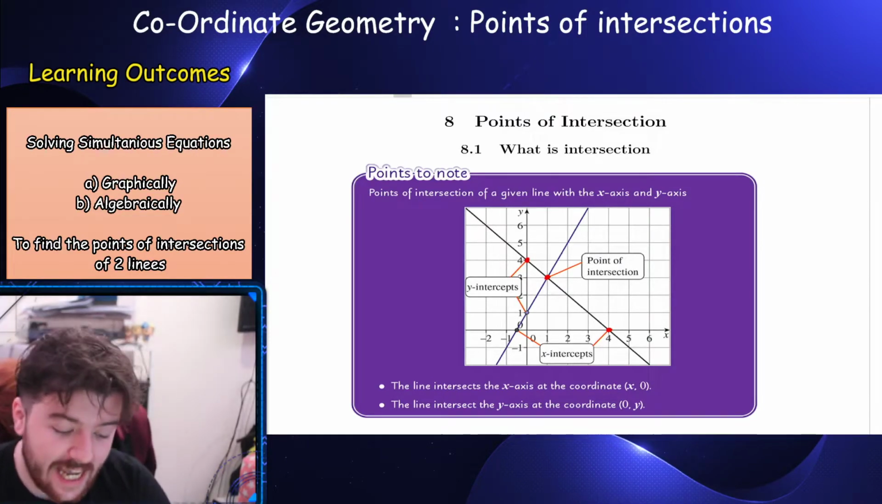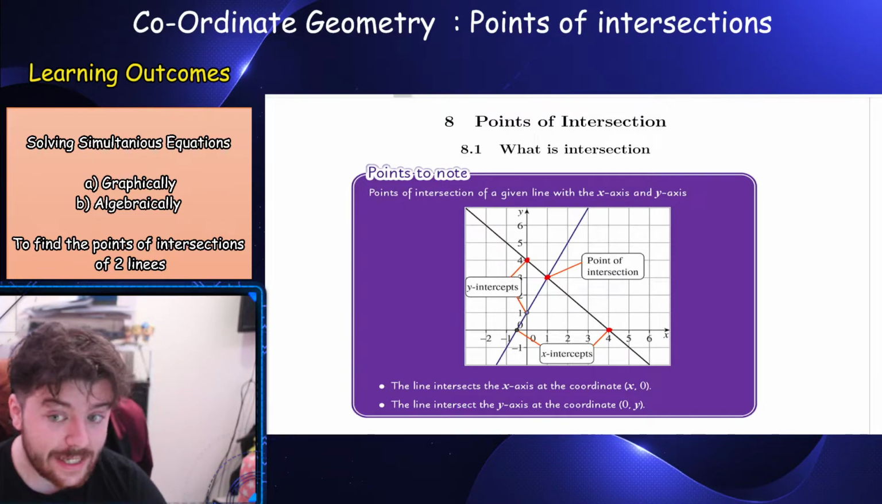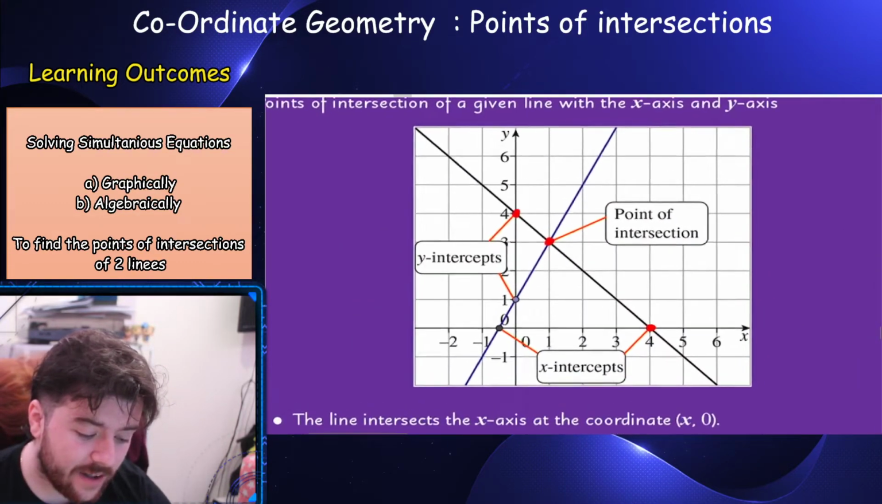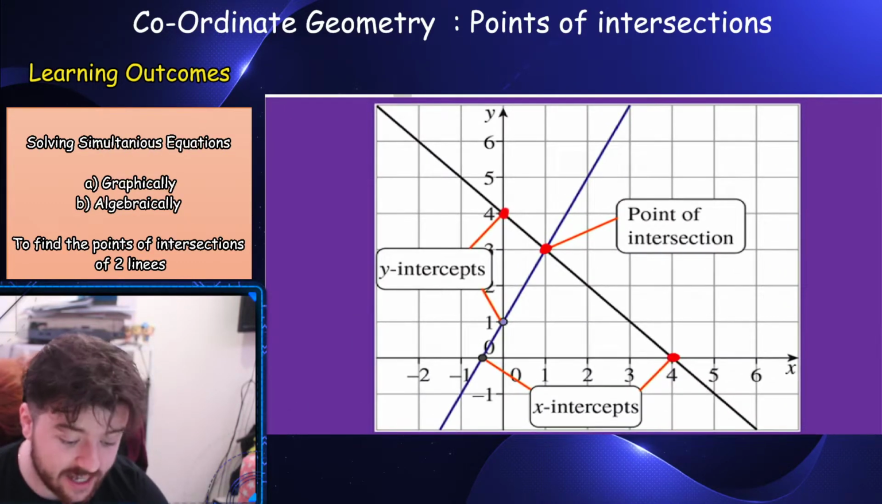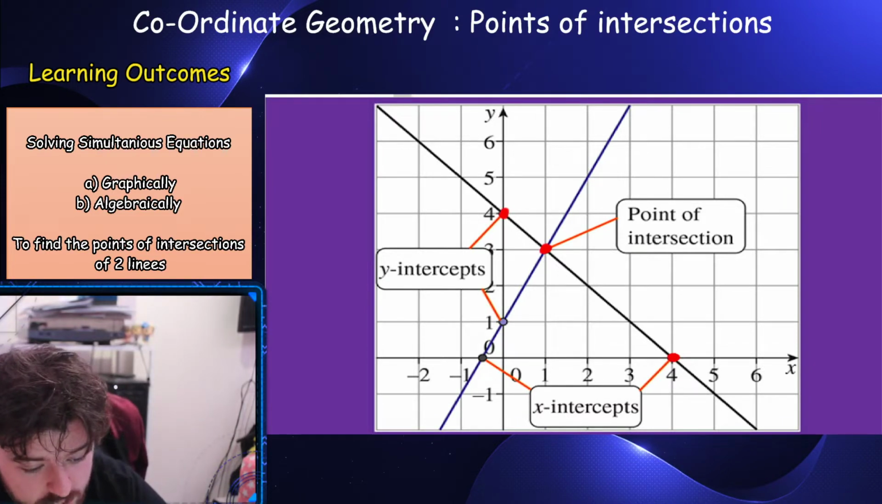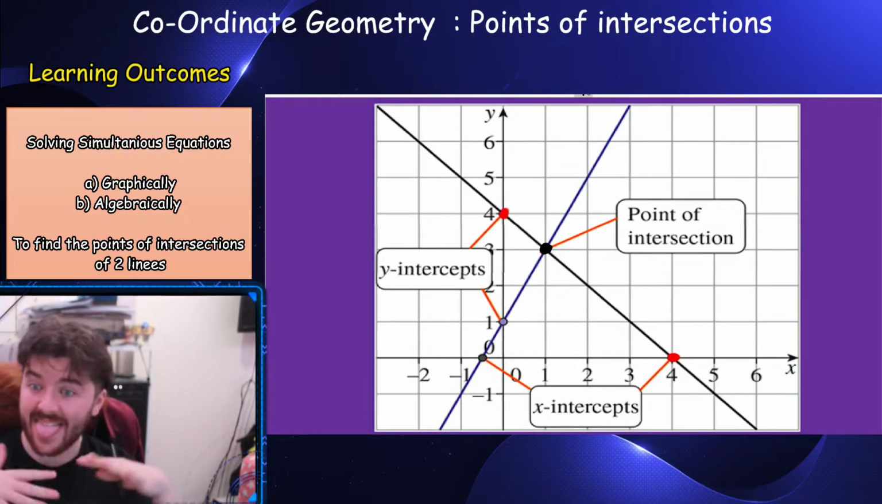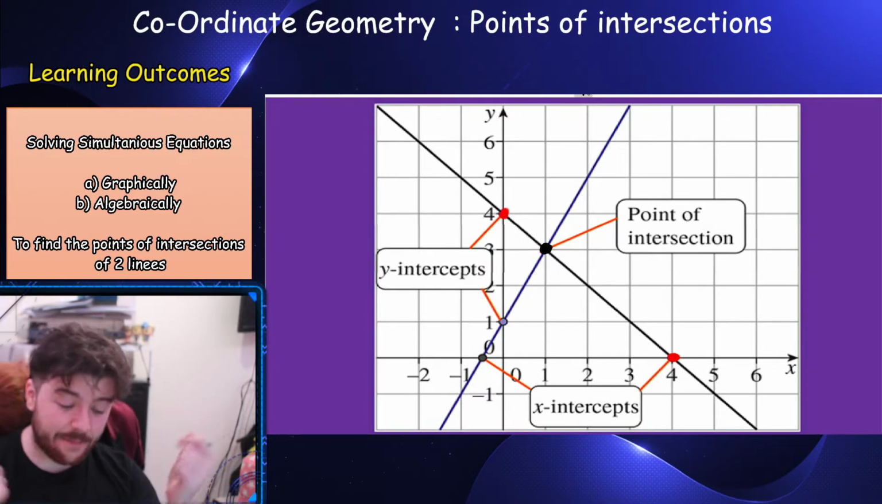Okay, so today's video is on points of intersection, right? So what is a point of intersection? I'm so glad you asked. The point of intersection of two lines is literally just the point where two lines overlap or meet. That's it, right?